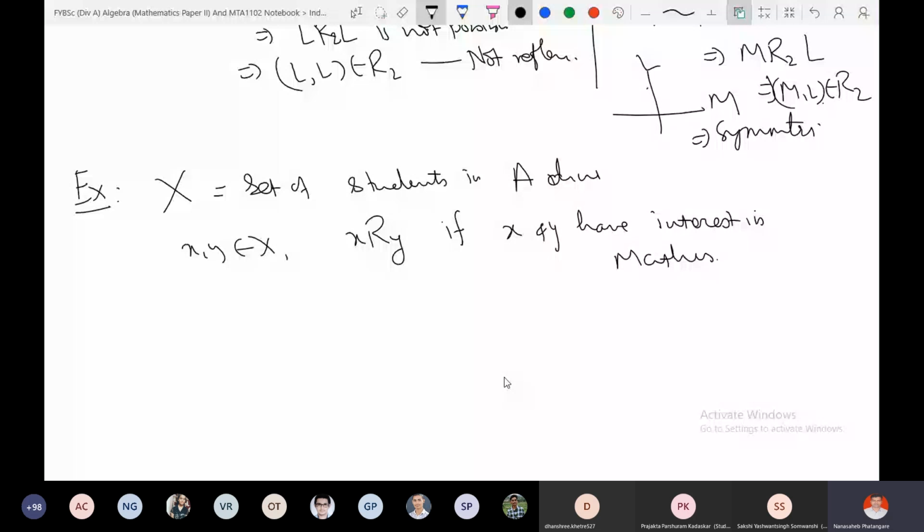Right? Yes, sir. Now, is this relation reflexive? Yes, sir. Okay, again you think about it. Is it reflexive? I am doubtful. Suppose I choose one student whose roll number is 10, but he is not interested in mathematics. It may happen.